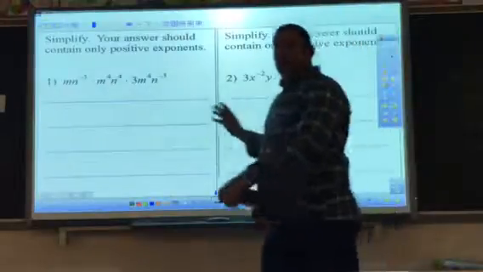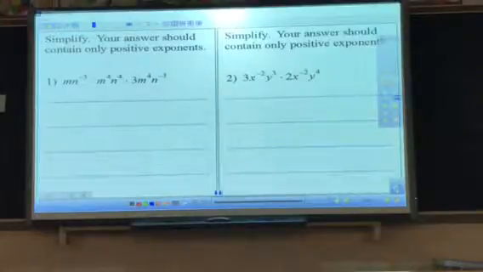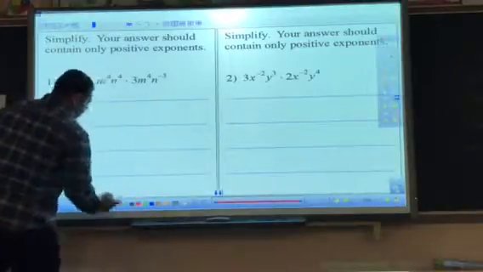All right, first thing we're going to be looking at here is multiplication. So remember what we talked about: our multiply rules. If I'm multiplying same bases, I need to make sure that I add the exponents. So first things first, look for the bases that are numbers.